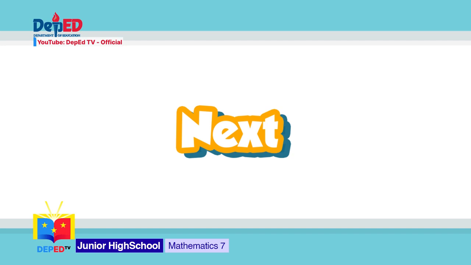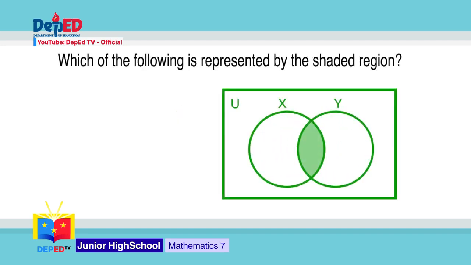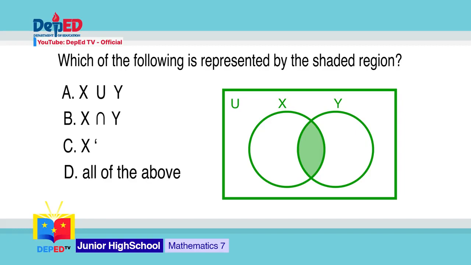Fourth question. In the Venn diagram, which of the following is represented by the shaded region? Is it A, union of sets X and Y? B, intersection of sets X and Y? Or is it C, the complement of X, or D, all of the above. Timer!